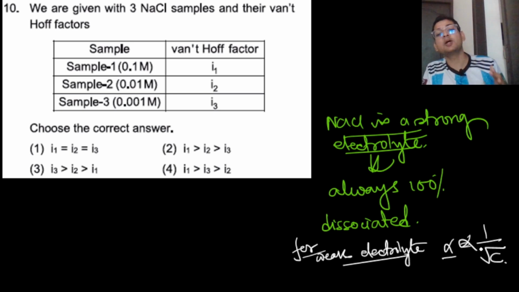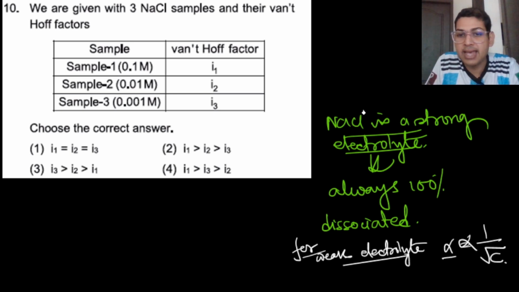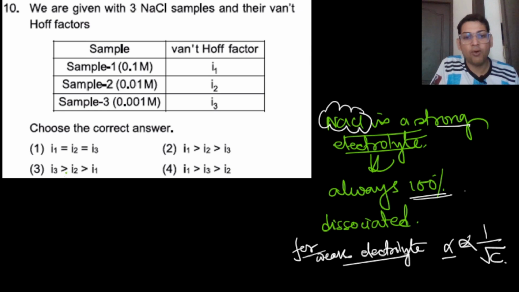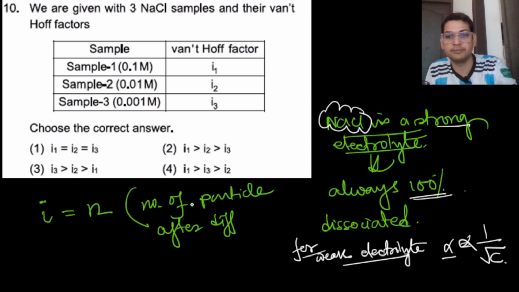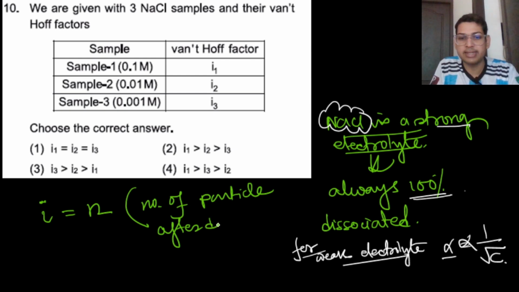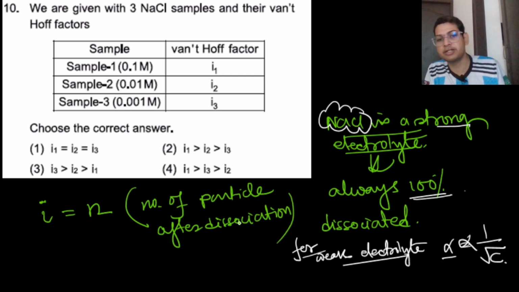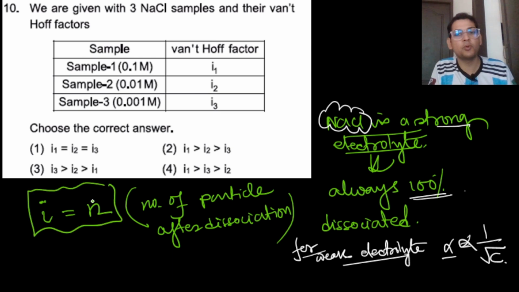For that, alpha, the degree of dissociation, depends upon concentration. But as NaCl is a strong electrolyte, it is always 100% dissociated. And always 100% dissociated means the i value will be equal to n, the number of particles after dissociation. As it is always 100% dissociated, it does not depend upon the concentration. So i value is equal to n. I hope you know all of this, right? So, number of particles after dissociation, n.